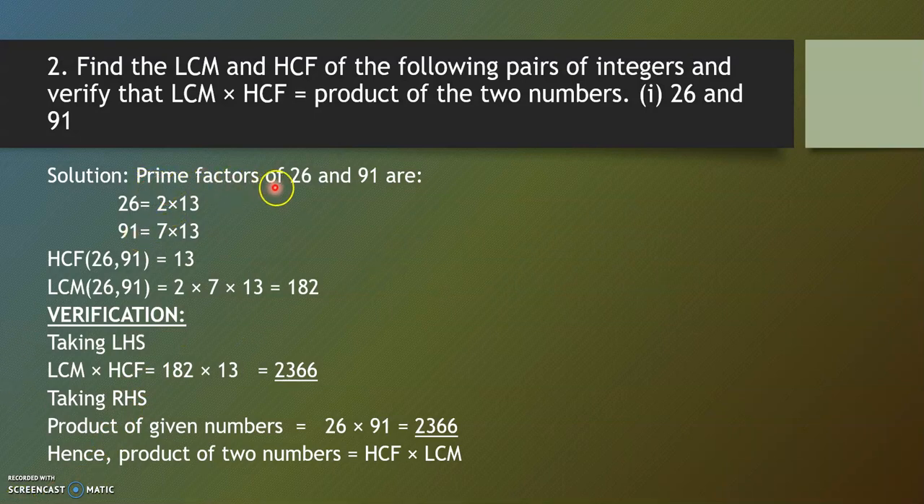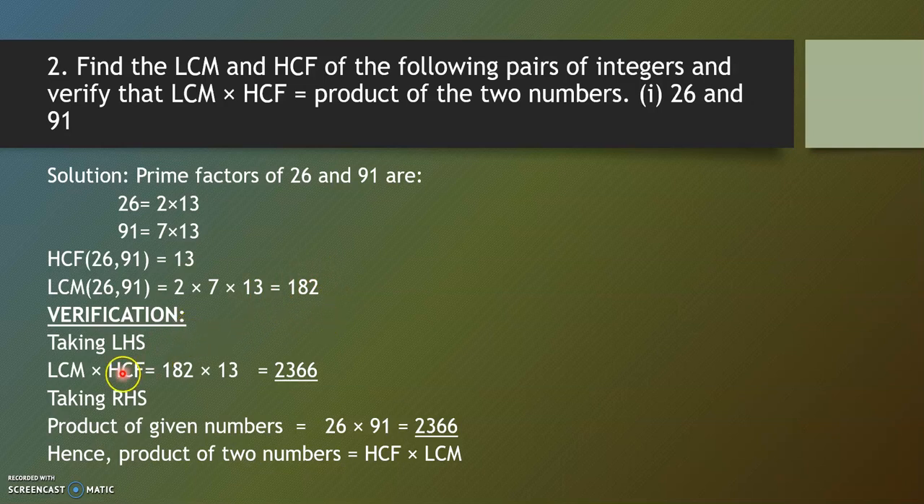First, we have to do the prime factorization. Prime factors of 26 will be 2 into 13 and 91 will be 7 into 13. So HCF means the highest common factor in both of these numbers is 13. Okay, इसलिए HCF will be 13. And LCM of 26 and 91, that means you have to multiply all the numbers and the common factor will be taken once. तो आप 2 लेंगे because 2 is not common to both of them. 7 and also 13, as 13 is common to both, तो आप इसको केवल एक ही बार लिखेंगे and then the product will be 182.